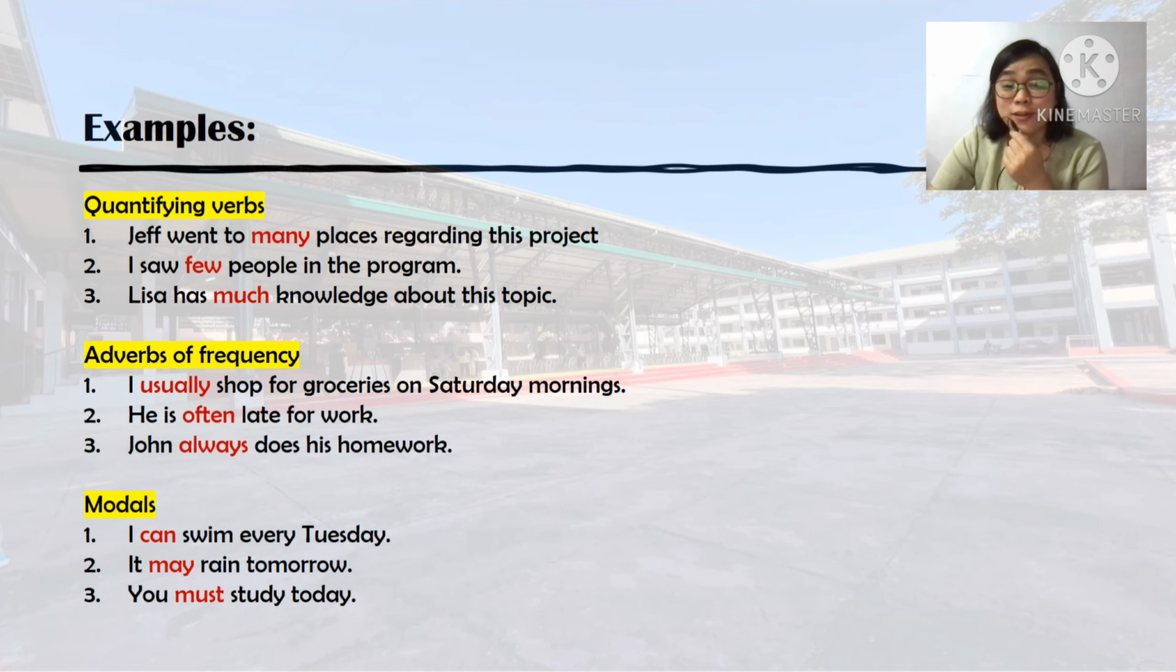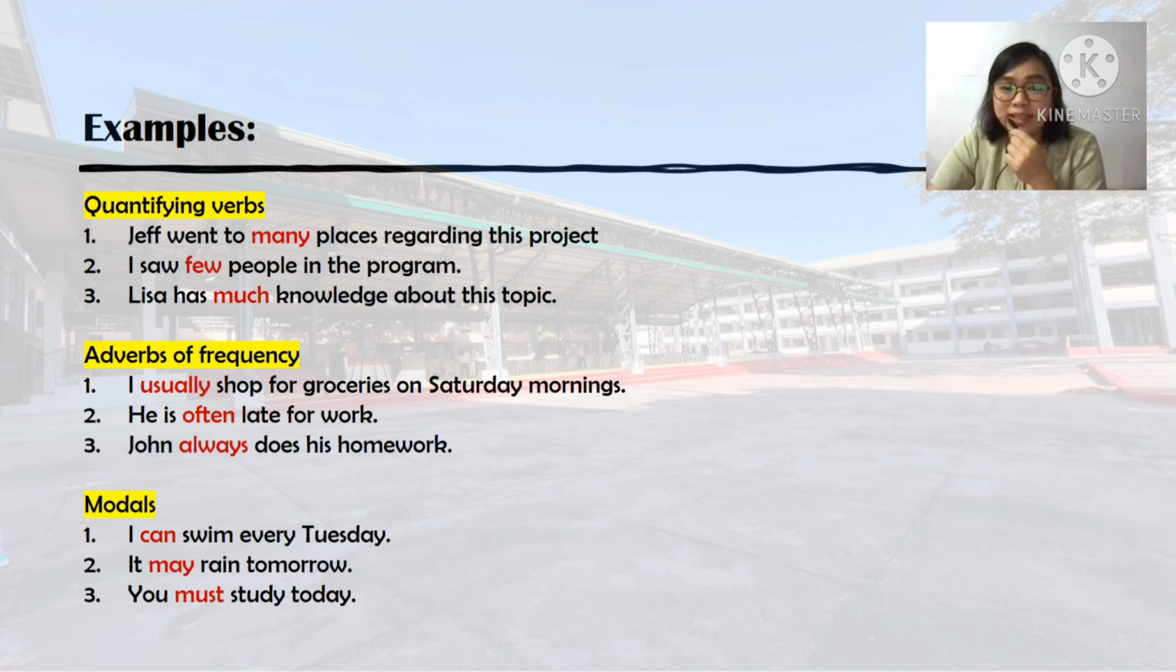Let's look at the following examples. Under quantifying verbs, number 1. Jeff went to many places regarding this project. The quantifying verb used is many. Number 2. I saw few people in the program. The quantifying verb used is few. Number 3. Lisa has much knowledge about this topic. The quantifying verb used is much.